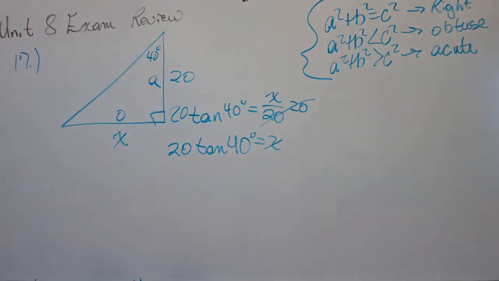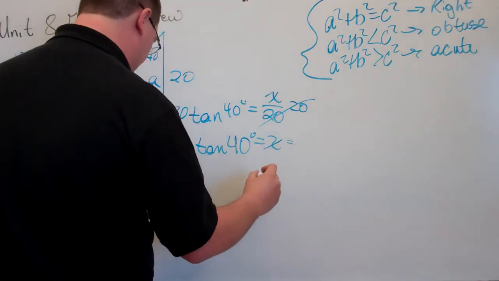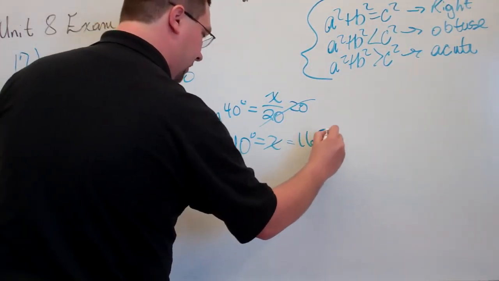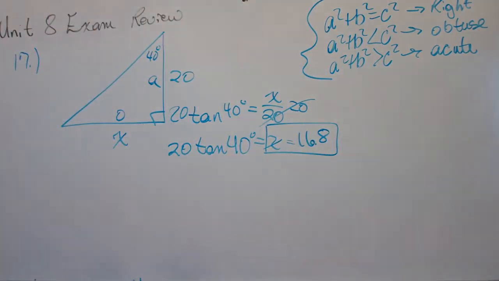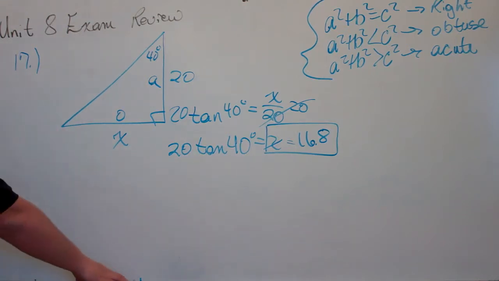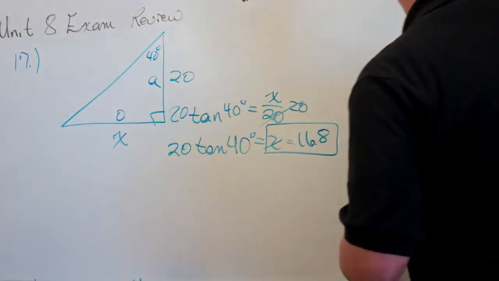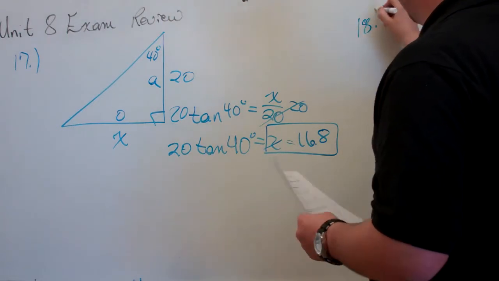Now that's simply a calculator problem. You just punch it in. 20 times the tangent of 40, making sure that your calculator is in degree mode because our angle is in degrees. And I believe it's rounded to the nearest tenth. So x is 16.8. That is our missing side length. Alright, we'll try to do 18 here and leave 17 for right now.